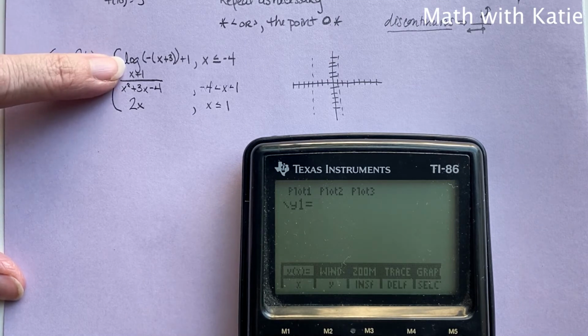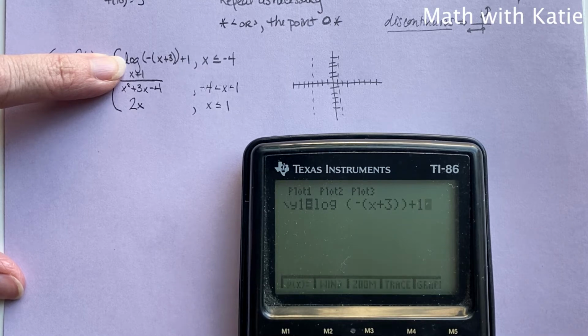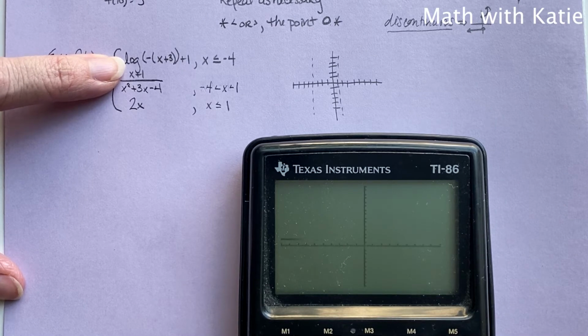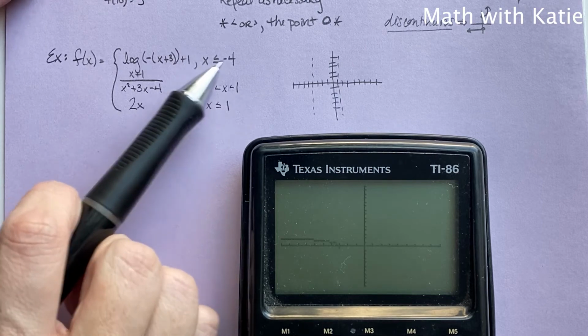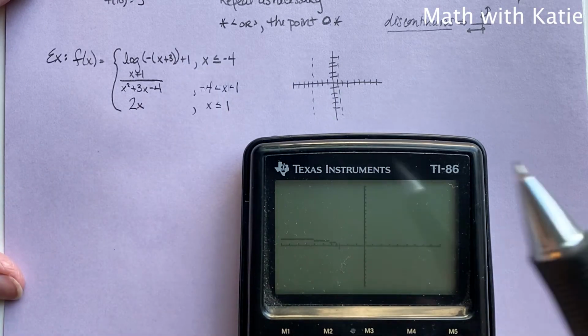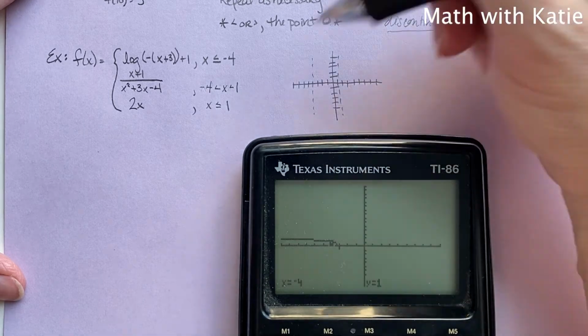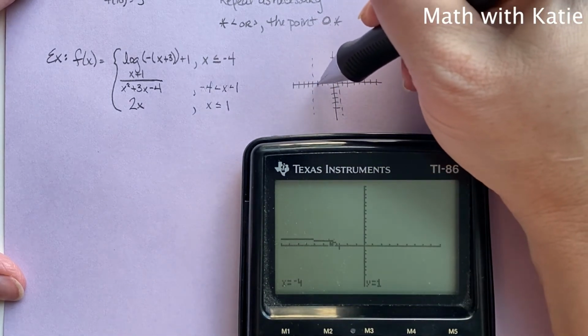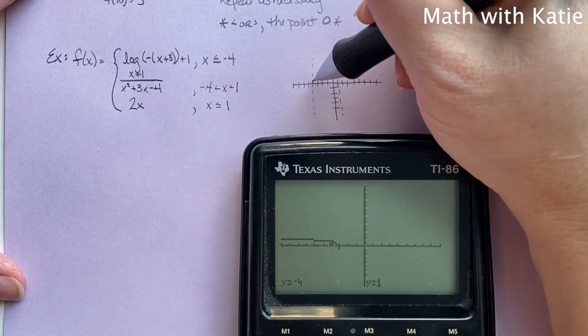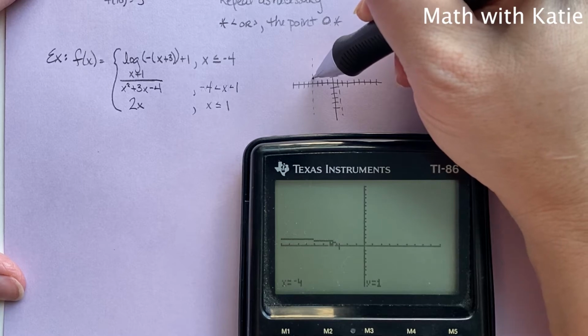Okay, so log(-x + 3) + 1. Okay, so you'll notice this function starts at -4 and goes to the left on the domain. So once it finishes, we'll go to trace and plug in -4, and we get 1. So -4, 1, 2, 3, 4, and +1.